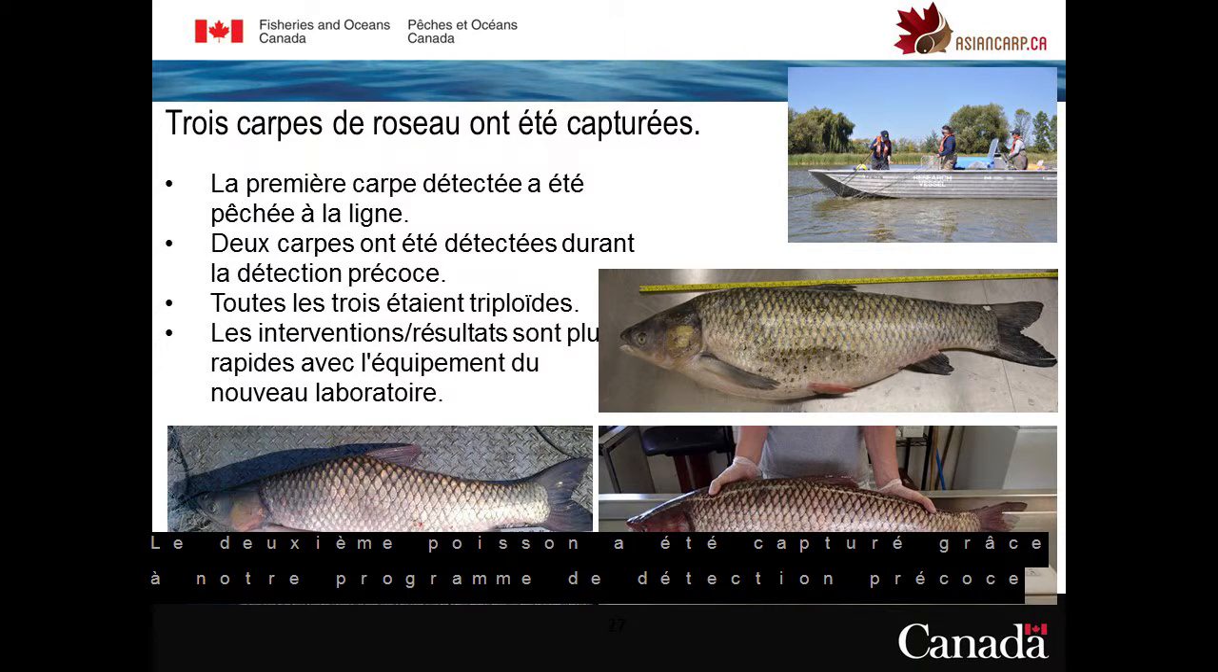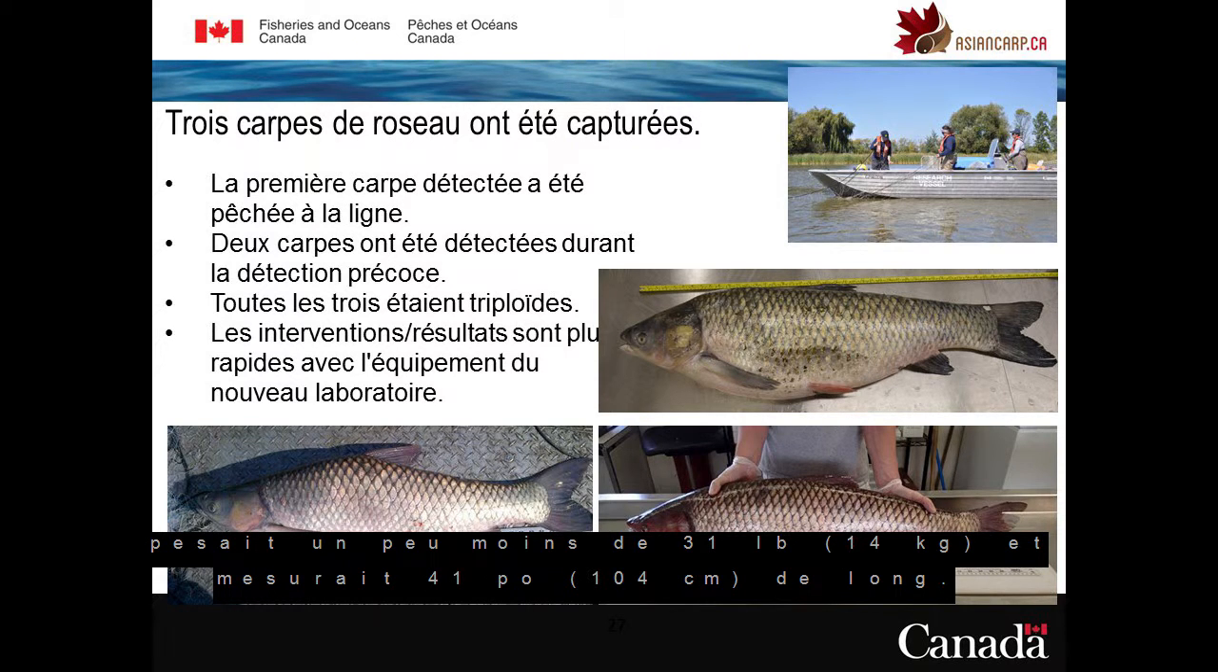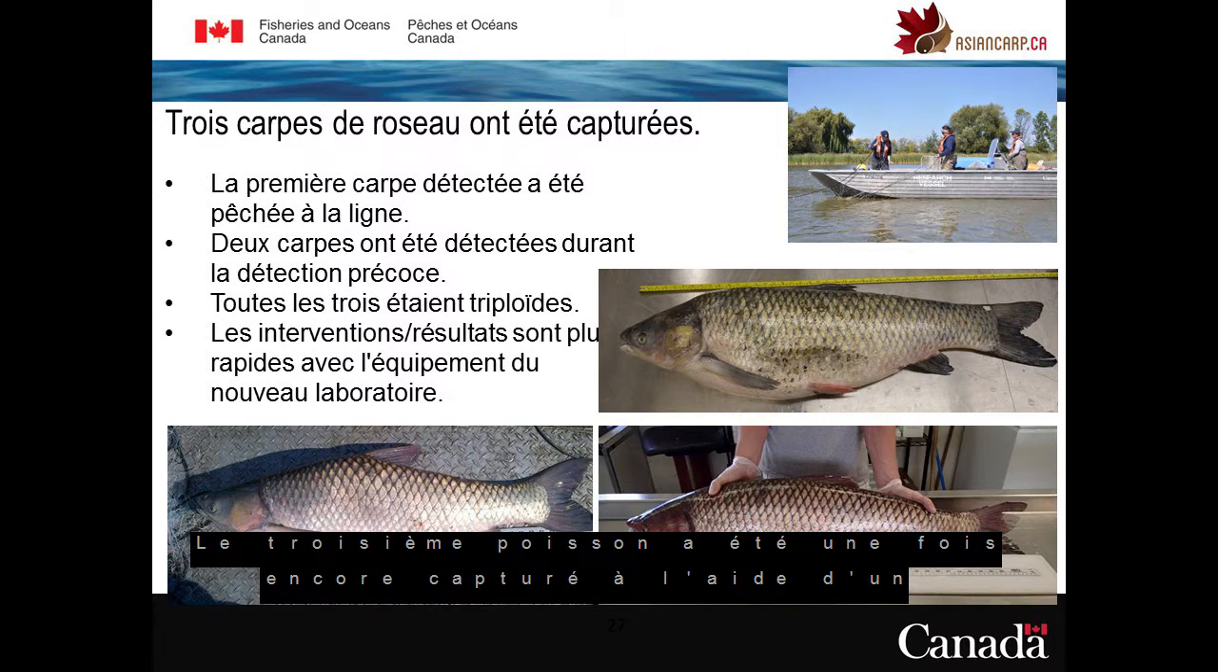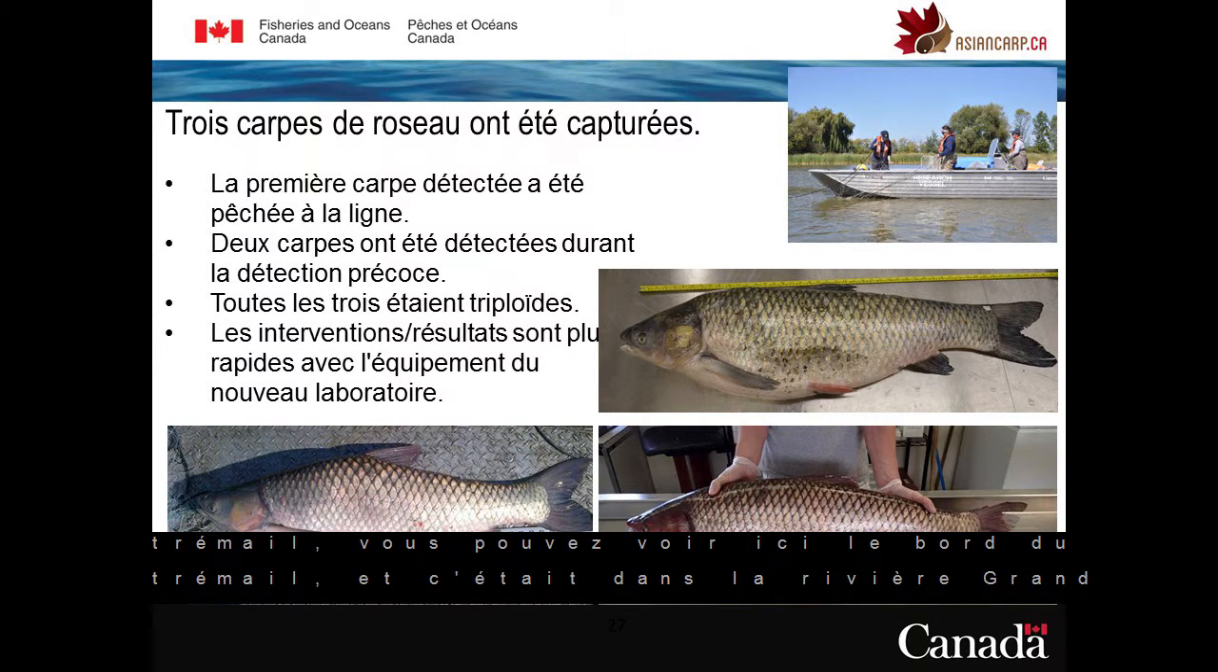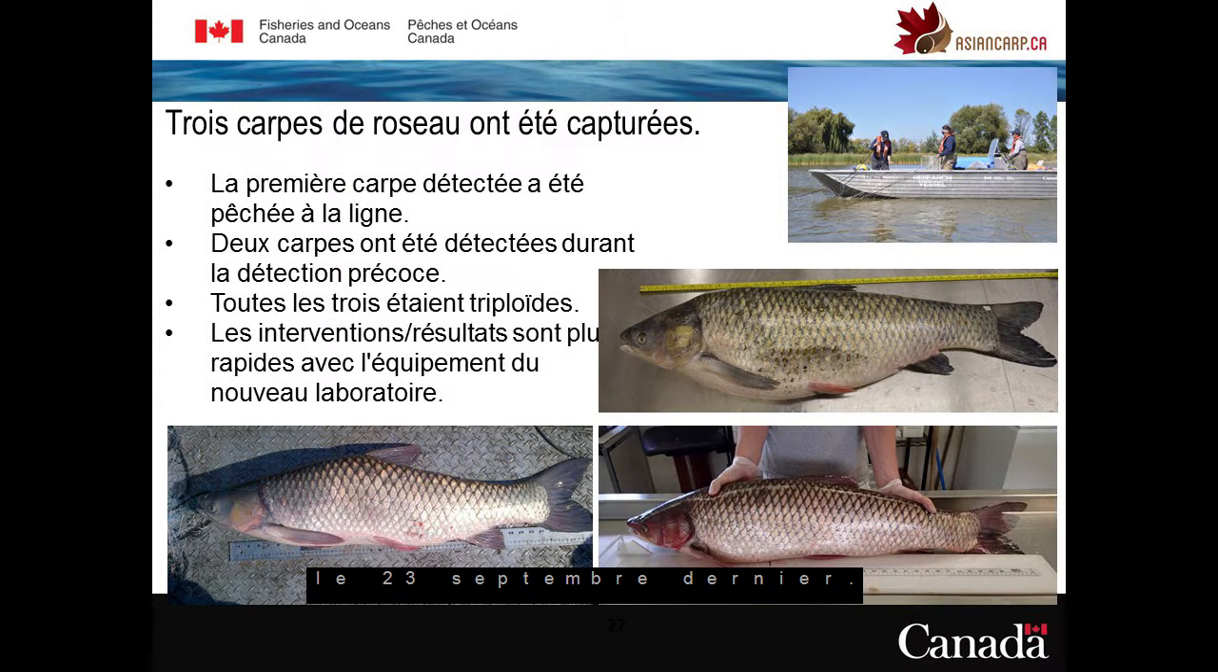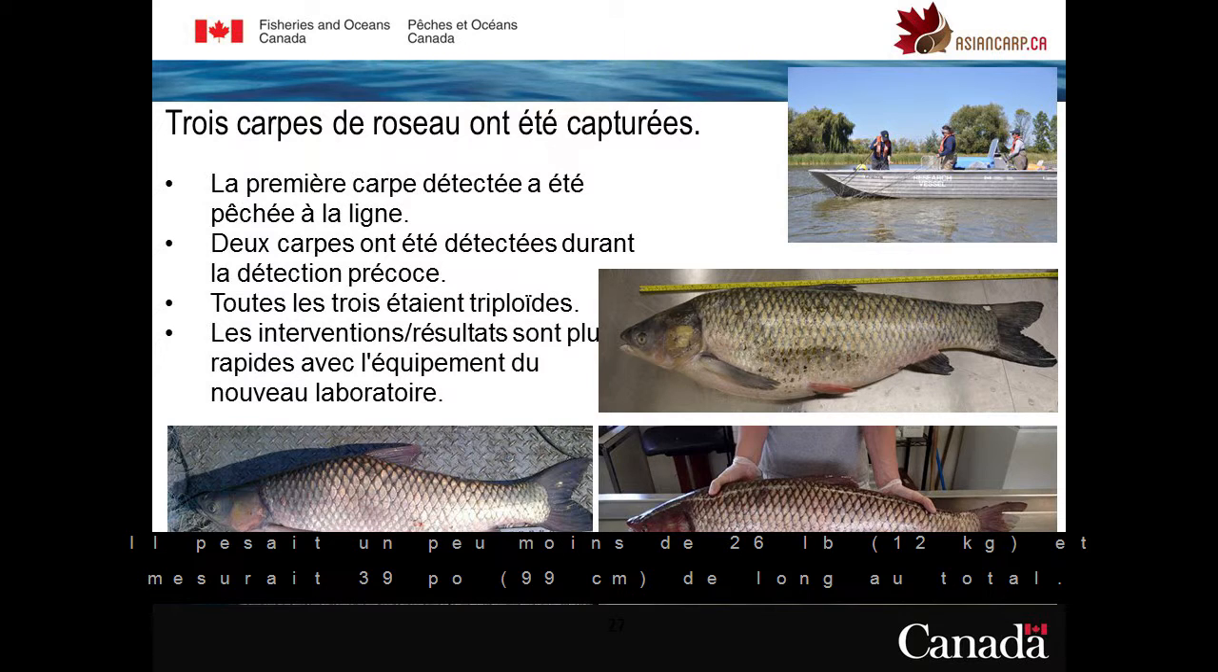The second fish was captured by our early detection monitoring program in a trammel net in the Grand River again. This fish was just under 31 pounds and 41 inches in total length. And the third fish was captured again in a trammel net. You can see the edge of the trammel net here, and that was in the Grand River this past September on the 23rd. It was just under 26 pounds and 39 inches in total length.